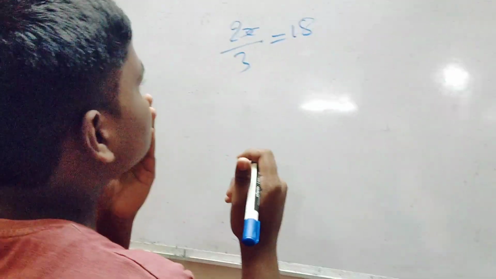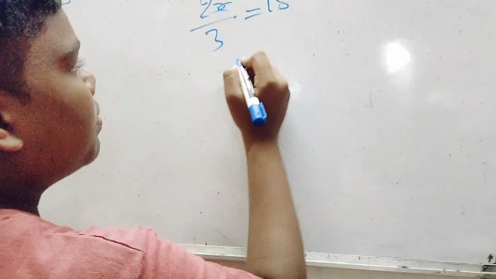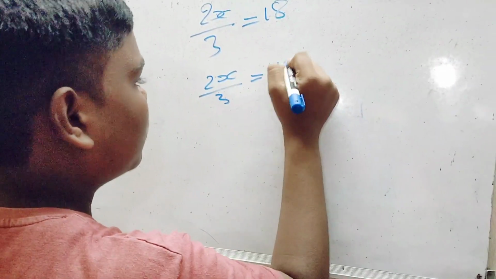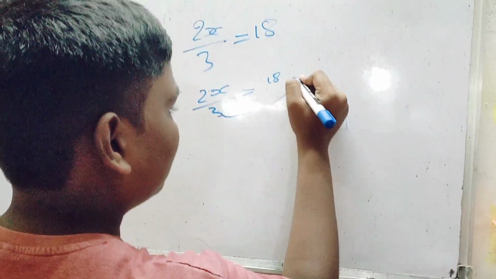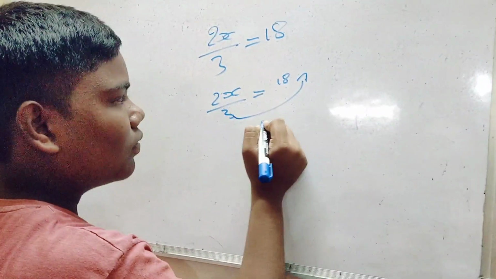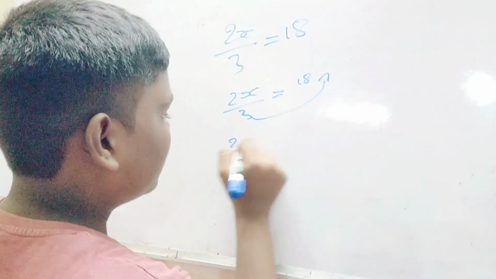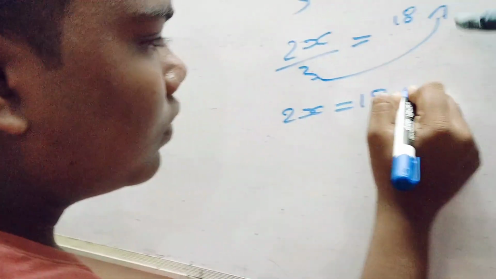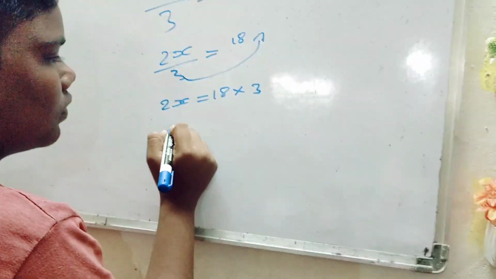Yeah. First you transpose this denominator. 2x is equal to, what are you doing? The same thing you're writing. Okay. 2x is equal to 18. This is division here, so here it will be multiplication into 3.